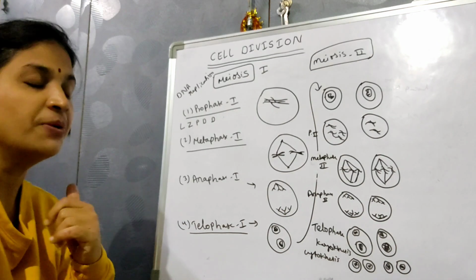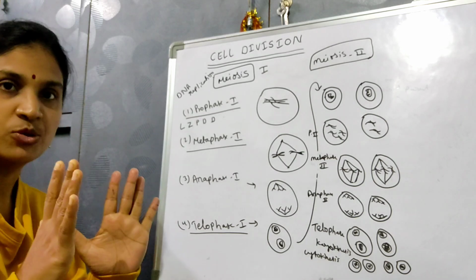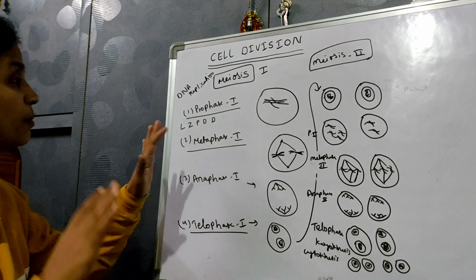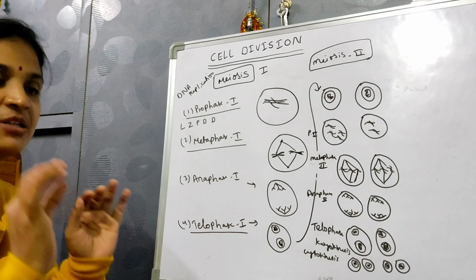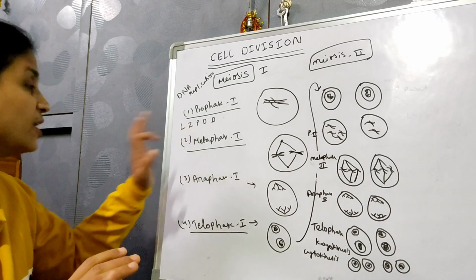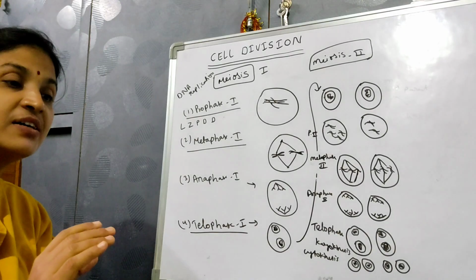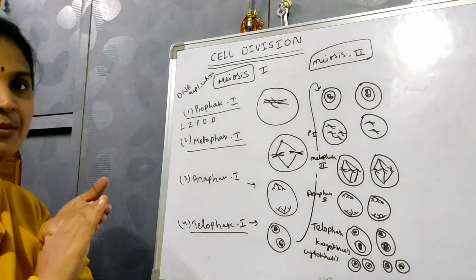This is a small brush up. So in the leptotene, what is happening? Clearly we can see the chromosomes, but here we can also see the nuclear envelope and the nucleolus. In the zygotene stage, what is happening? In the zygotene stage, the homologous chromosomes are pairing up.